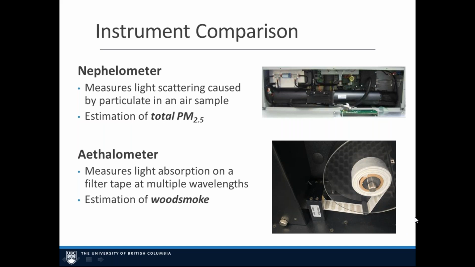The key difference between the instruments is that the aethalometer has multiple wavelengths, and so differences between the amount of absorption at each wavelength can then tell us a lot more about the chemical composition of the sample, rather than just the total amount of PM2.5.